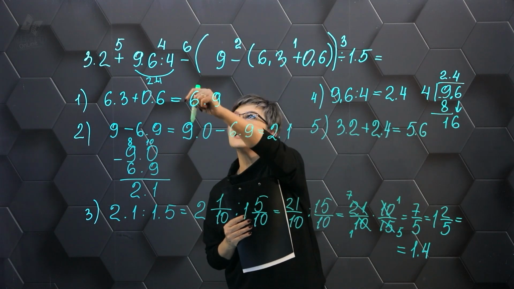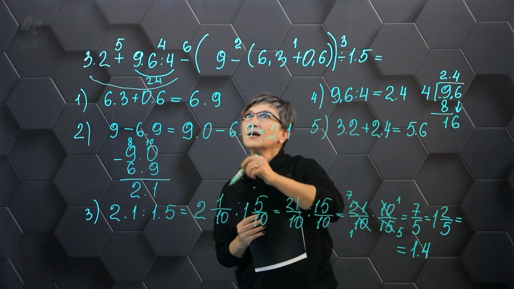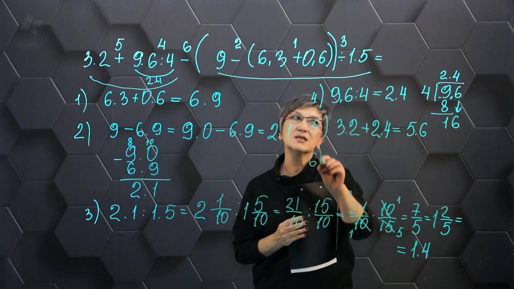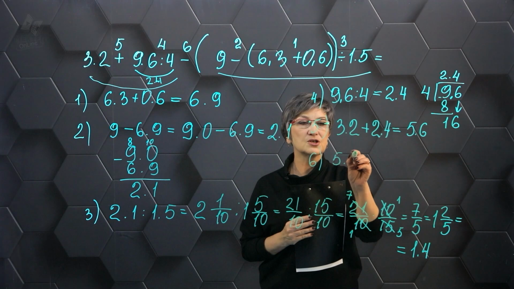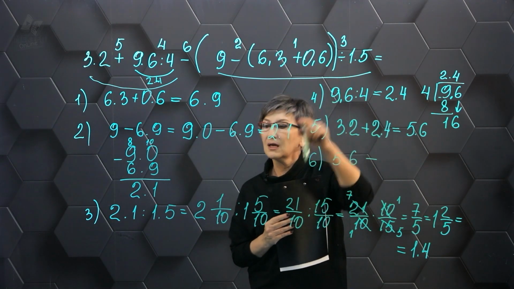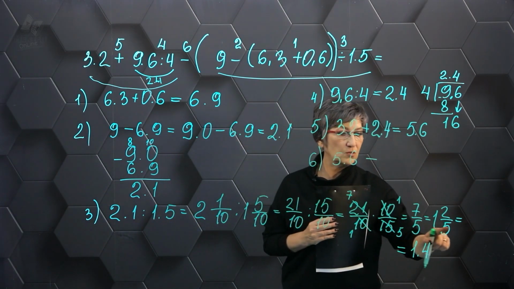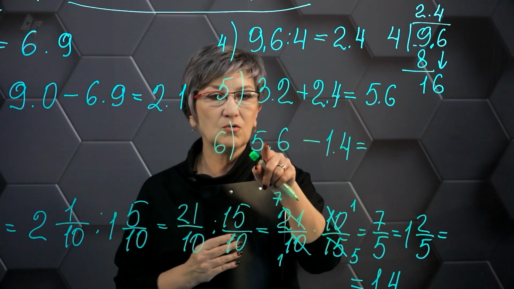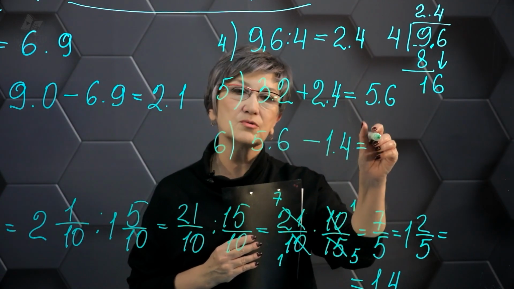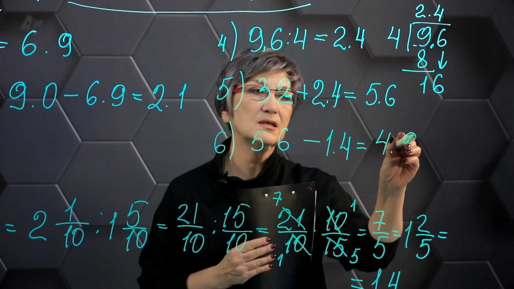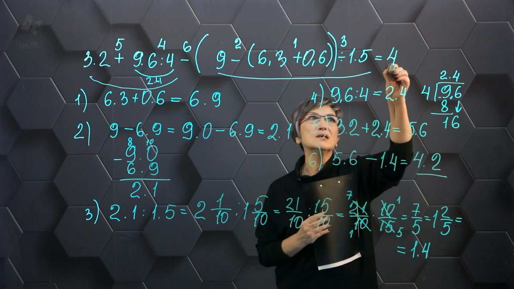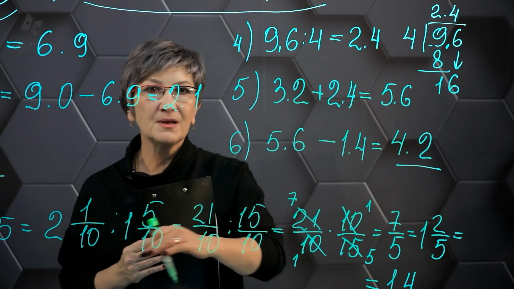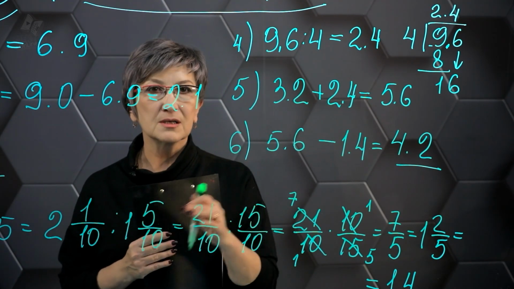And the final step. I must subtract the result of the 3rd step from the result of the 5th step. So the 6th action is 5.6 minus the result of the action where I divided by 1.5. That would be 1.4. Performing subtraction, from 5.6 I subtract 1.4. That's 4.2, which would be the answer.